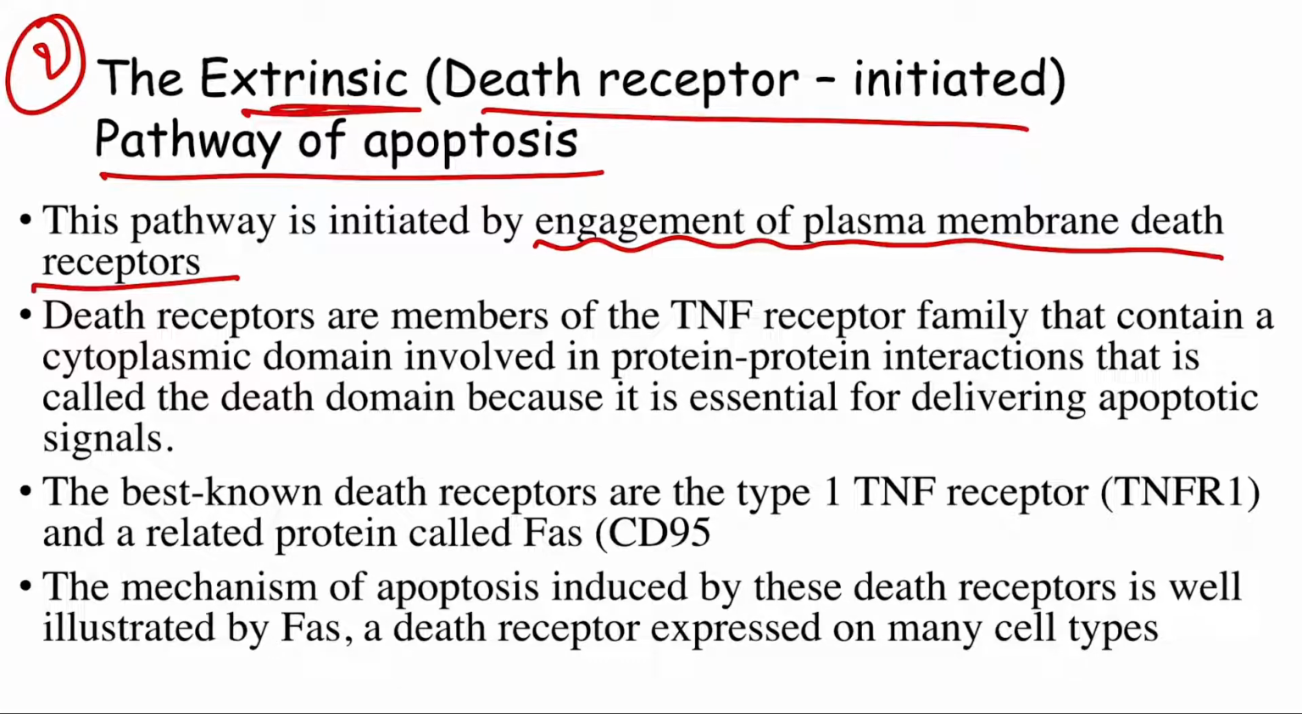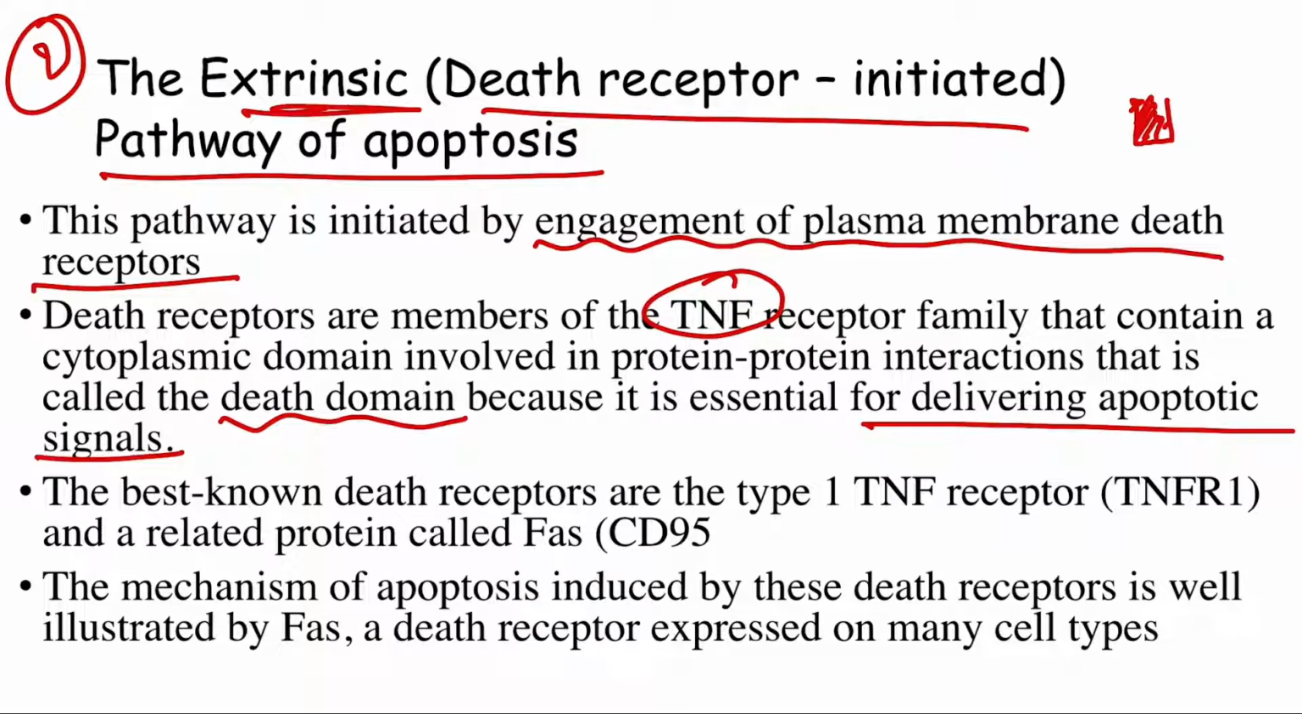On the plasma membrane there are death receptors which are members of the TNF receptor family, the tumor necrosis factor receptor family, that contain a cytoplasmic domain involved in protein-protein interactions, called the death domain. So basically there is a death domain, a cytoplasmic domain present in the cytoplasm, and this is essential for delivering the apoptotic signal. So we'll see how it is possible. The best known death receptors are the type 1 TNF receptors and a related protein called Fas or CD95.